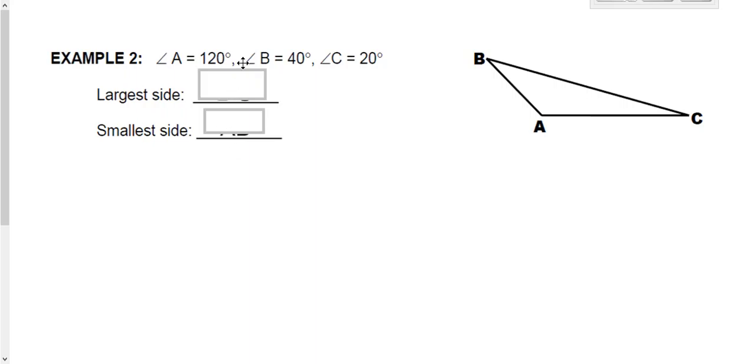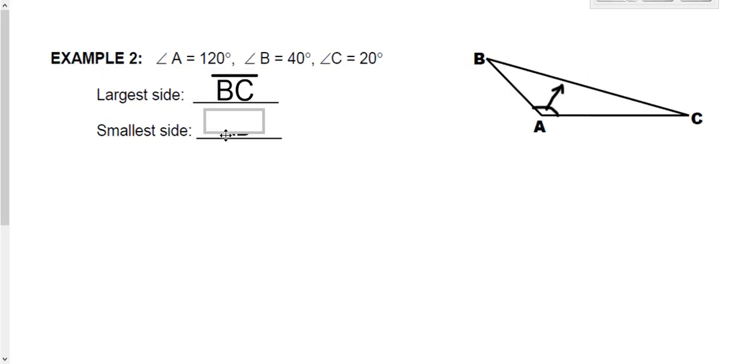So when you're given the angles, you can tell me what the largest side is here. You know, the largest angle right here is A. This angle right here, I'll make a little mark there, it's 120 degrees. That's the biggest angle. So opposite it is this side right here. When this angle opens up, this side gets bigger. It is the biggest angle, so this is the biggest side right here, side BC.